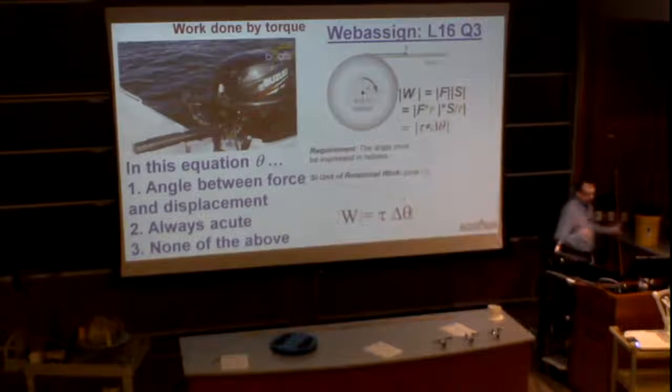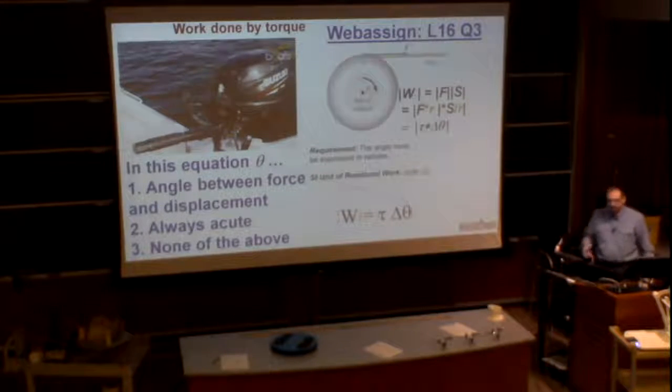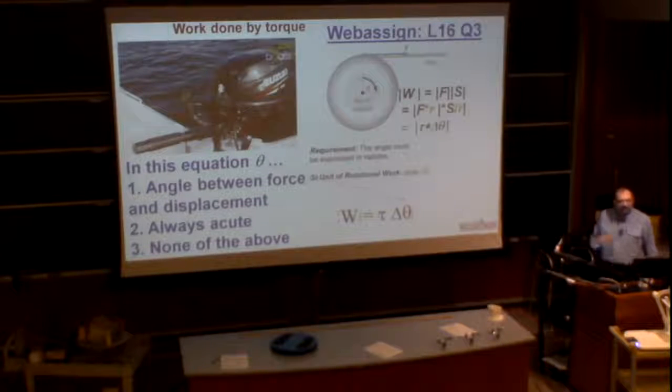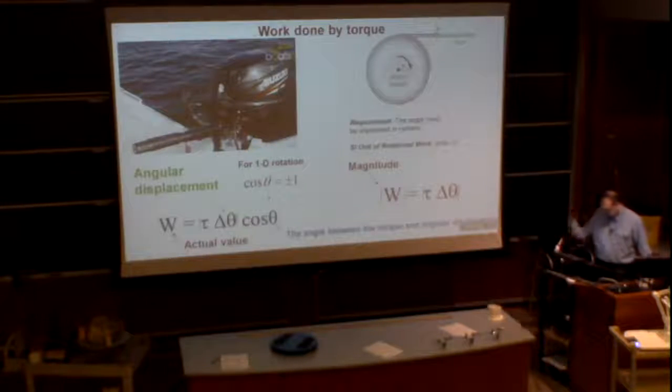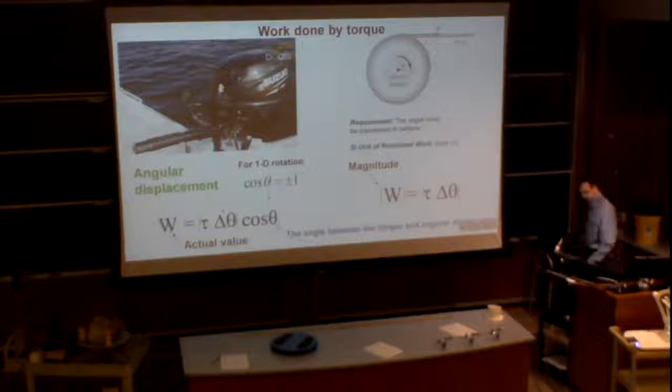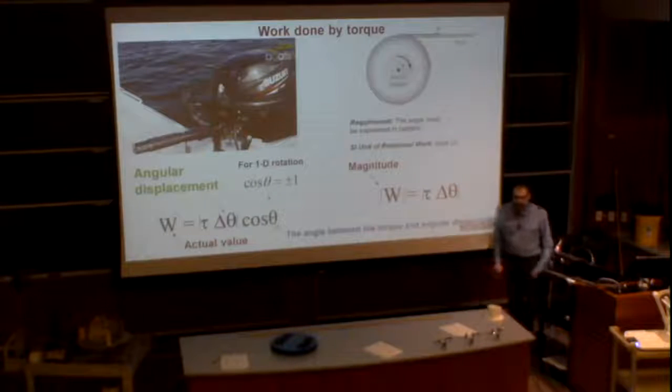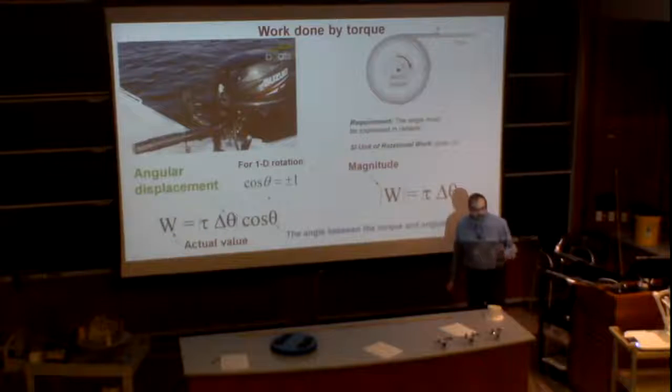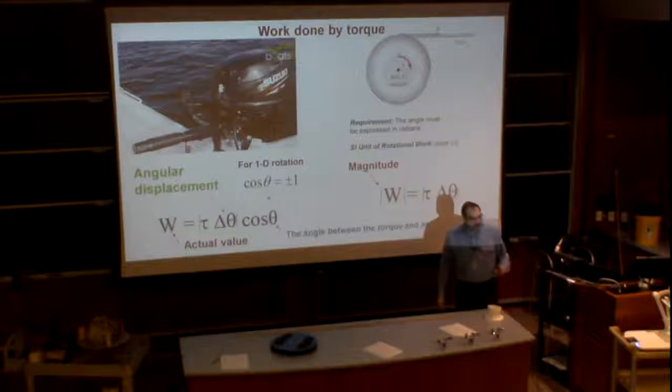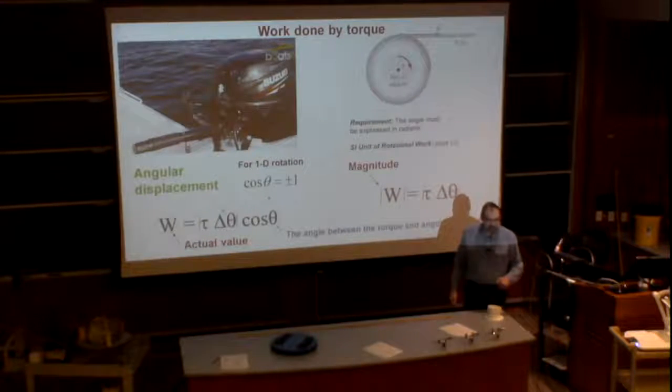Well, there are no tricks here. Distance divided by radius is the definition of radians. It's an angular displacement. So this theta represents angular displacement. This expression tells us the magnitude of the work done, but the actual value of work can be positive, 0, or negative, as we know.